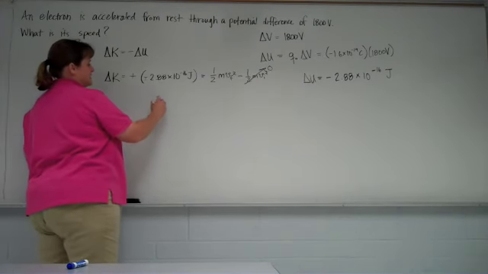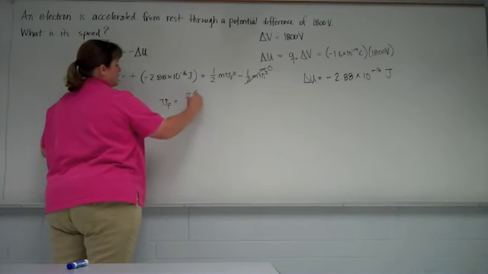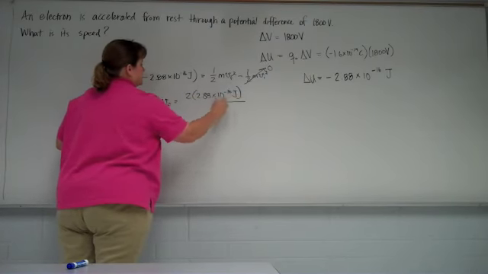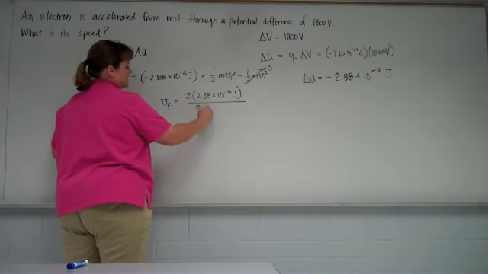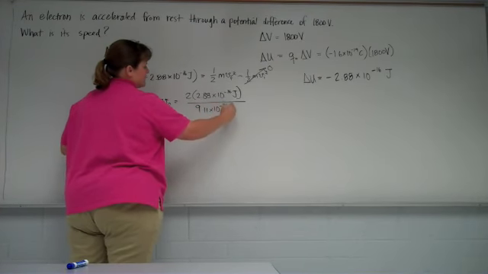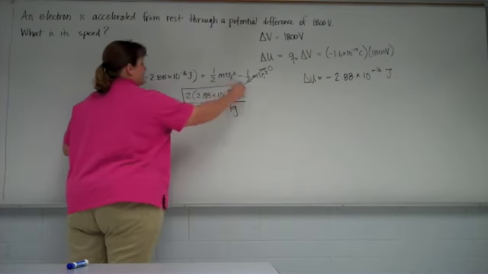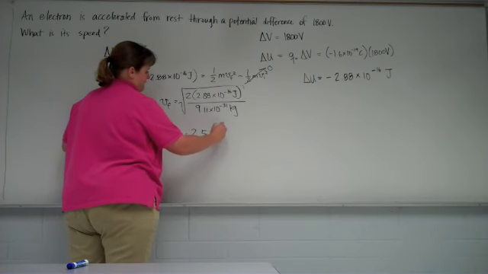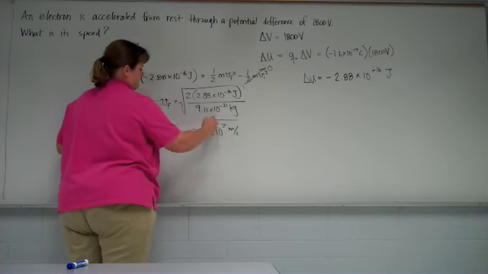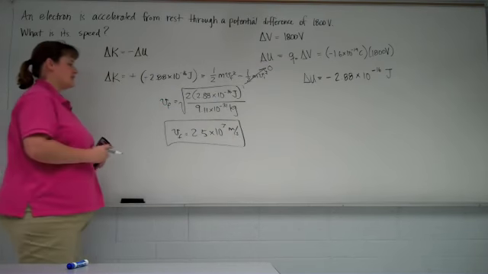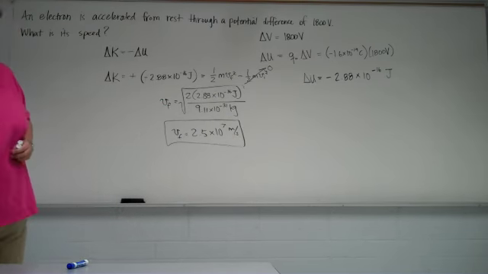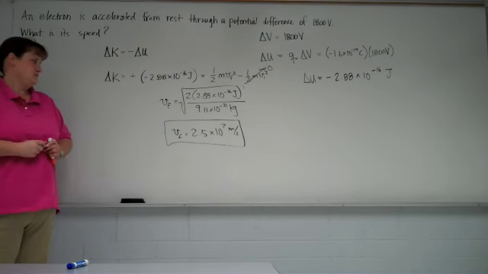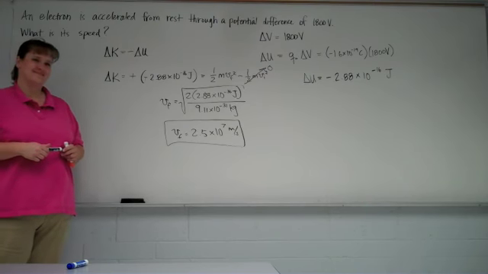So our final speed, bring the 2 over, divide by the mass of one electron, 9.11 times 10 to the negative 31 kilograms. Square root it. The final speed of our electron is 2.5 times 10 to the 7th meters per second. It's not that bad. Only a little fast.